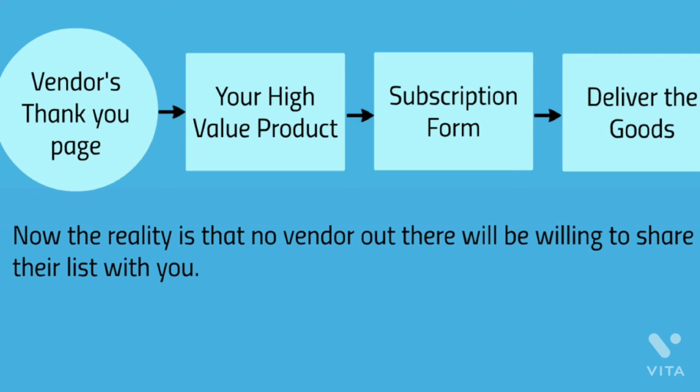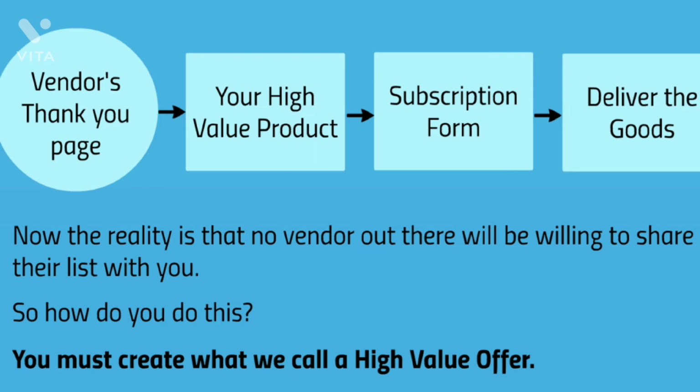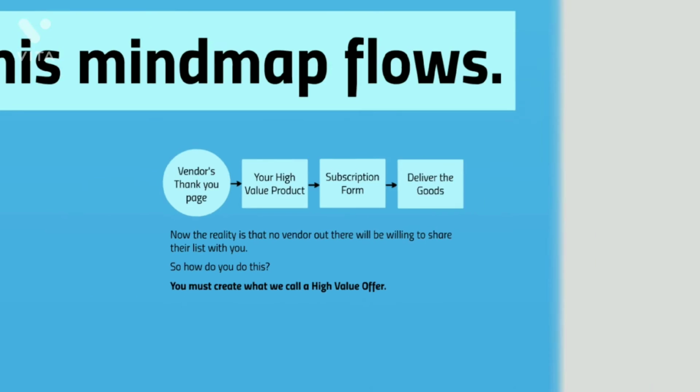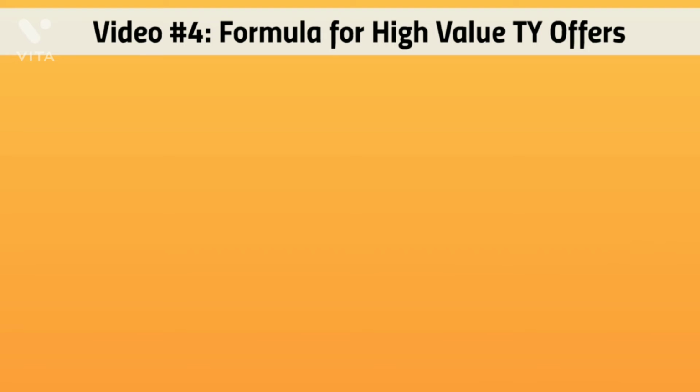Now, the reality is that no vendor out there will be willing to share their list with you. I will say that up front: no vendor out there is going to share their list with you. So how do you overcome this? How do you go about this? Well, you must create what we call a high value offer. So in this case, this is this right here. That's basically how that formula works.